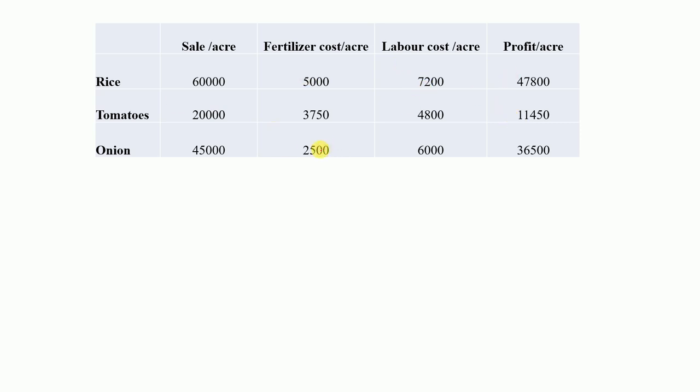Now this is a very simple table, and it is now very easy for you to formulate the problem. As we have already assumed, x1 acres are allocated for rice, similarly x2 for tomatoes and x3 for onion. Now look at this. What will be the objective? Now the second part, the objective function. Here the objective is to maximize the profit.